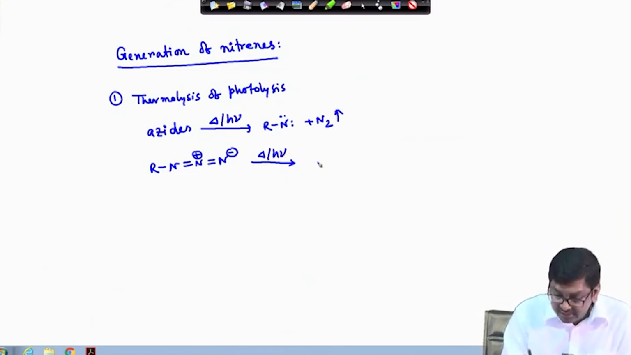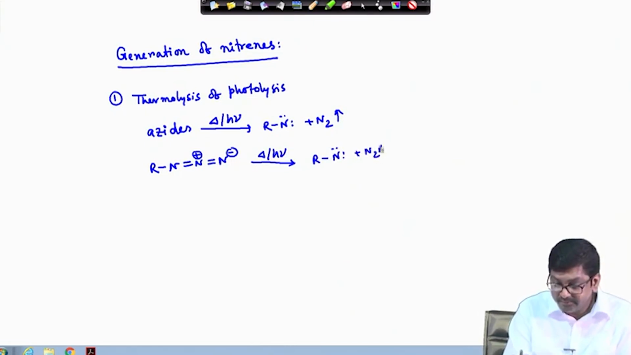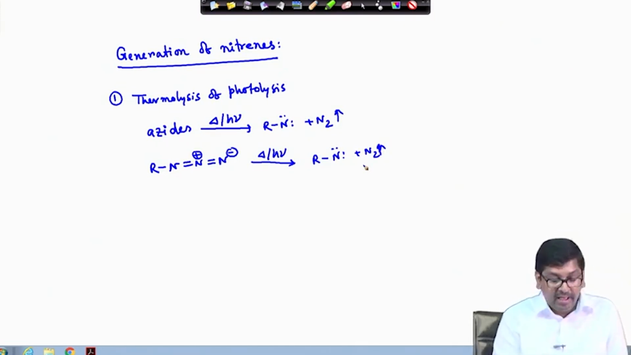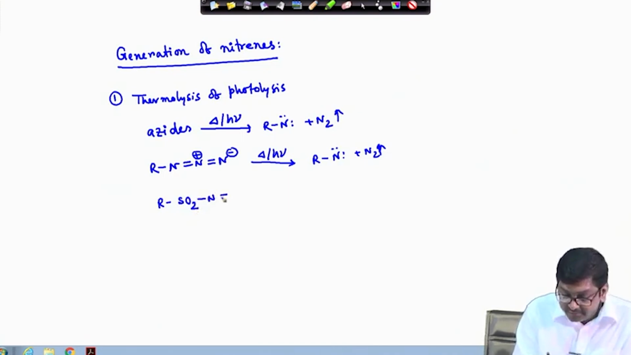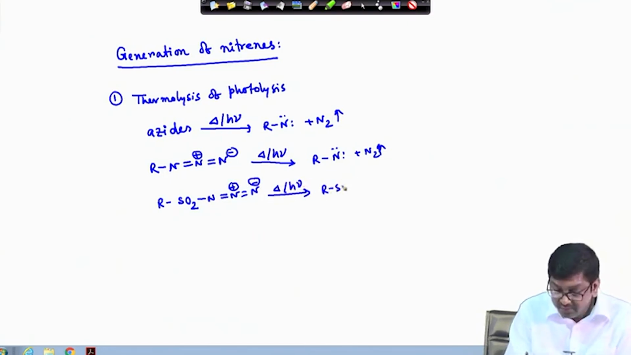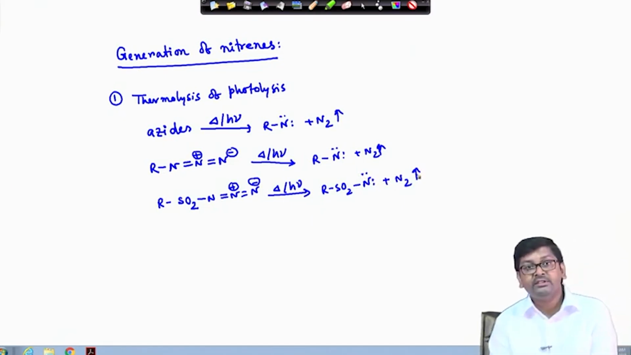So, in this case if we use thermal or photochemical irradiation, then what will it form? This will form the nitrene. Here R could be alkyl or aryl. You can also take sulfonyl azide. Under similar conditions, this will also give the corresponding nitrene with nitrogen elimination.